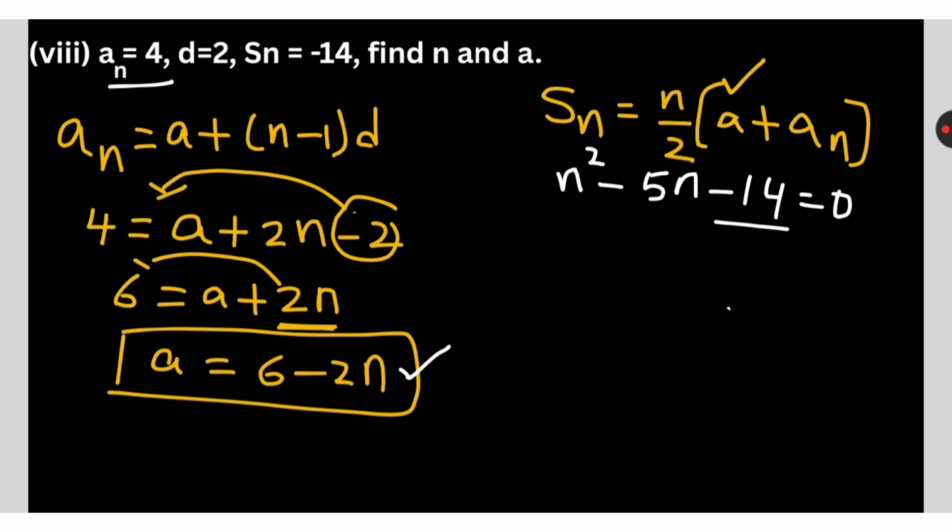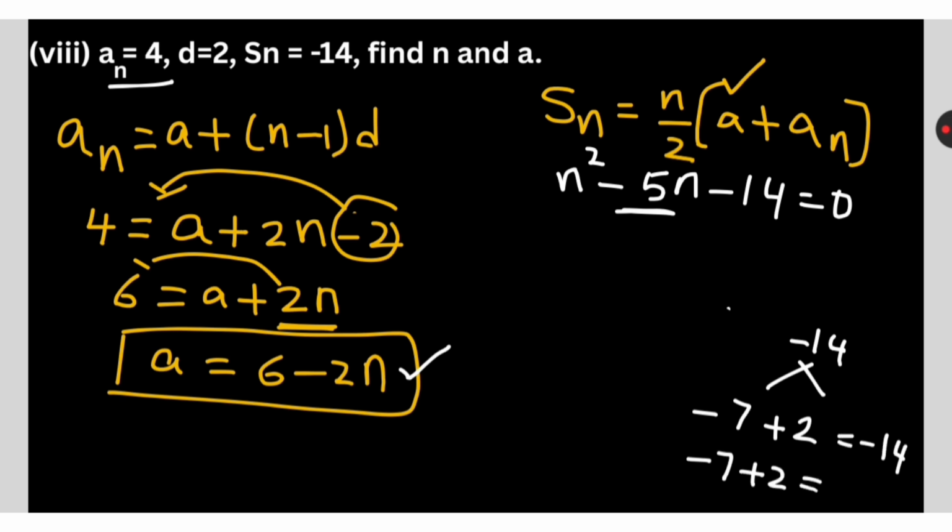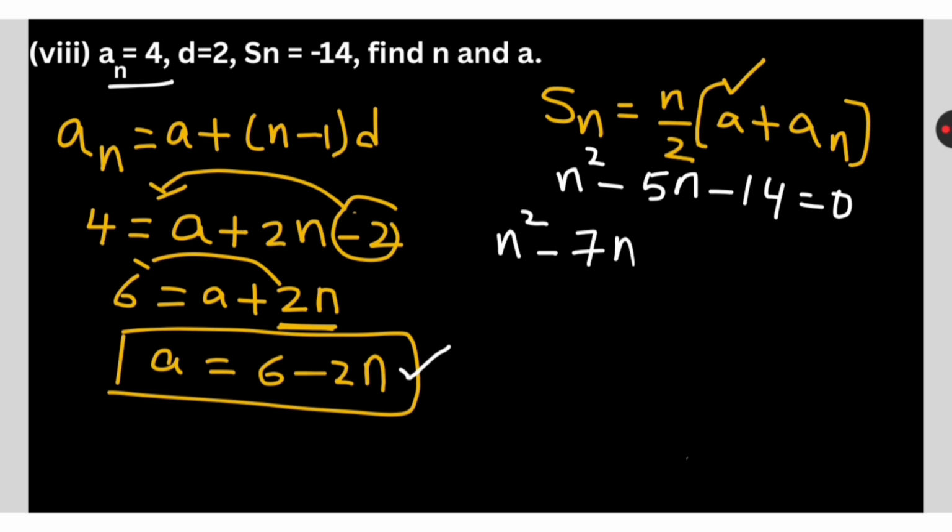Here we have minus 14 times 1, which is minus 14. Now we need to find the roots. Here we have minus 5. So 7 and 2: minus 7 plus 2. If you multiply minus 7 times 2, it gives minus 14. If you add, it gives minus 5, which is equal to this minus 5. So we have to take the roots as minus 7 and plus 2. 7n plus 2n, which is minus 5n, then minus 14, is equal to 0.